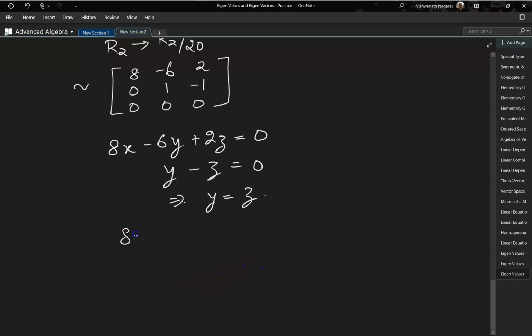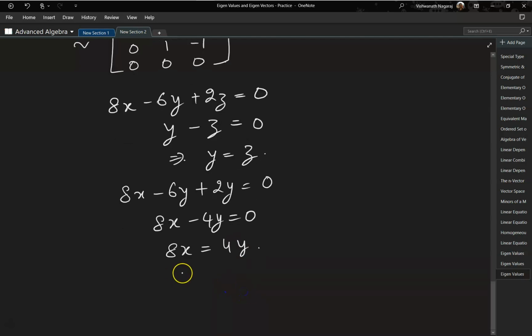Okay, let's do the substitutions. 8x minus 6y plus 2y equal to 0. 8x minus 4y equal to 0. 8x equal to 4y. Let's take this to this side. So 4 by 8 y, 4 ones, 4 twos, which is half of y, which means we can write it as y is equal to 2x.